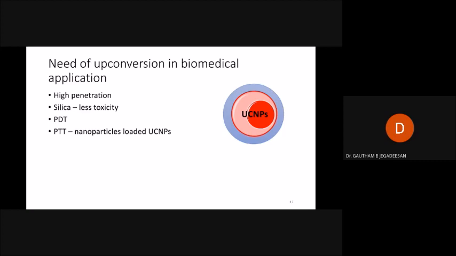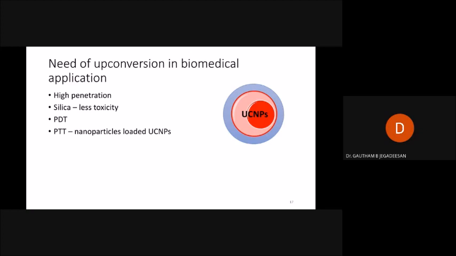So if you go for upconverting nanoparticles, the penetration is possible. When you pass NIR, near infrared radiation, that can easily penetrate into our body, it can reach the material. So optical imaging is possible. Second one is silica, which gives less toxicity. It is highly biocompatible.